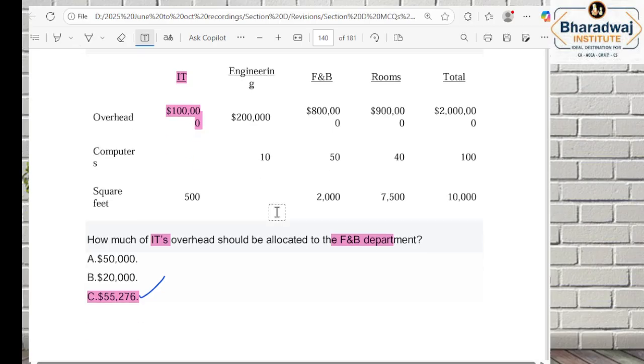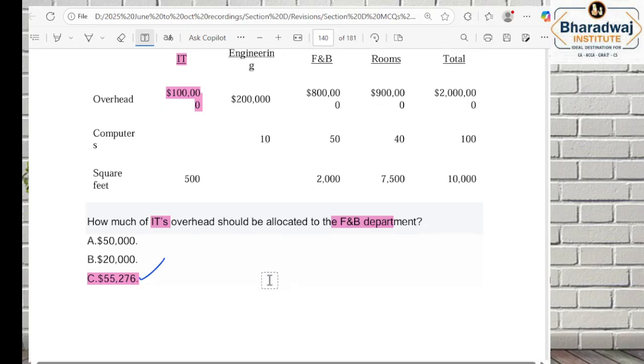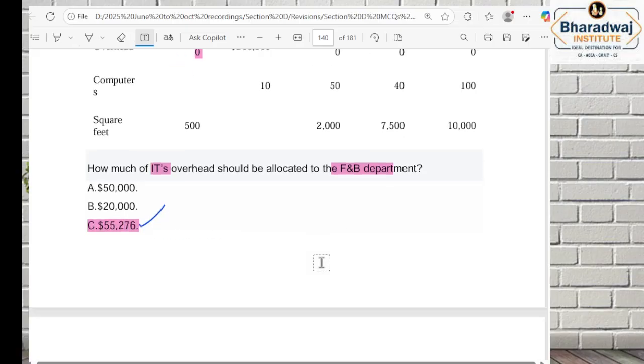Food and beverages, rooms are production departments; IT and engineering are service departments. So you have to form the equation. 1,00,000 plus... how much engineering service is used? 500 out of 1000. Engineering 2 lakhs plus the other one 10 by 100. You form the equation. In that IT department value, you will get 50% and give it to F&B, that is food and beverages.